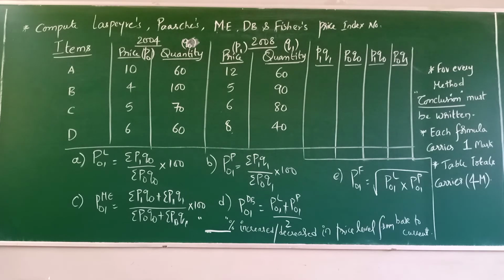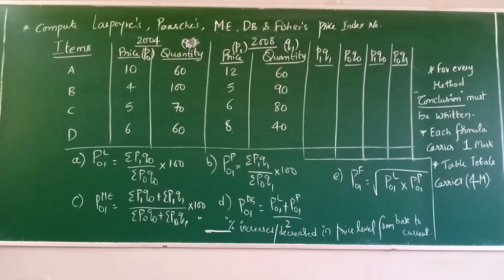Here we need not multiply by 100 again, because if you have calculated the Laspeyres and Paasche answers, those answers can simply be added and divided by 2.